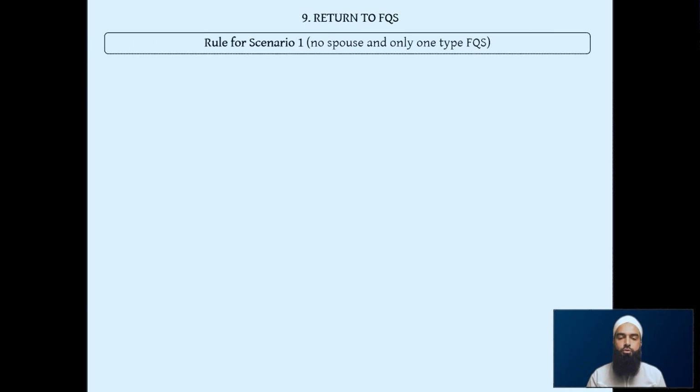So let's do rule number 1. The rule for scenario number 1, where there's no spouse and only one type of fixed Quranic shareholder alive. So what happens in this case? You simply make the divisor the number of people. From how many people there are, you make the divisor. It's very simple. But first, remember you have to do the division like you normally would.